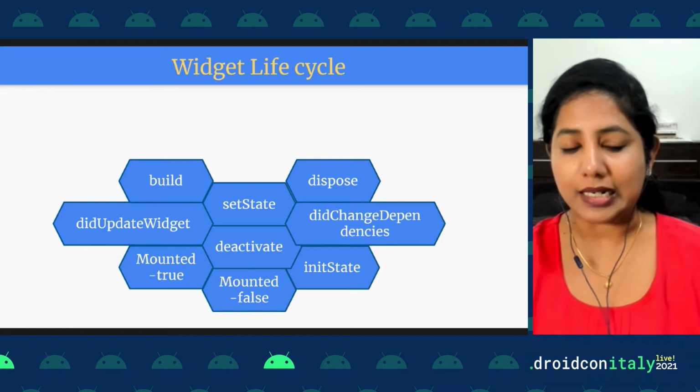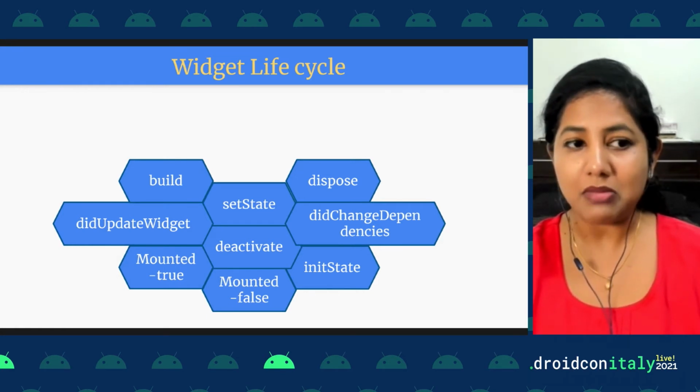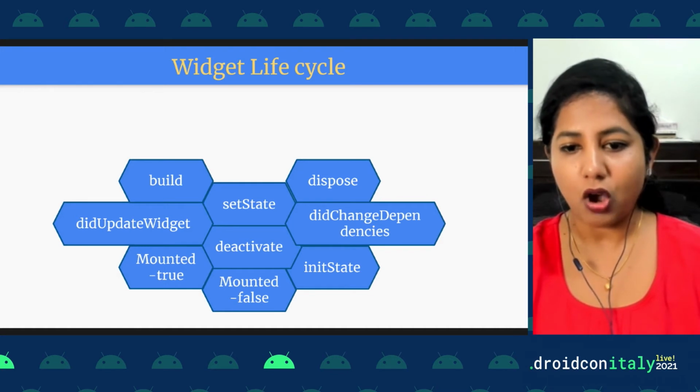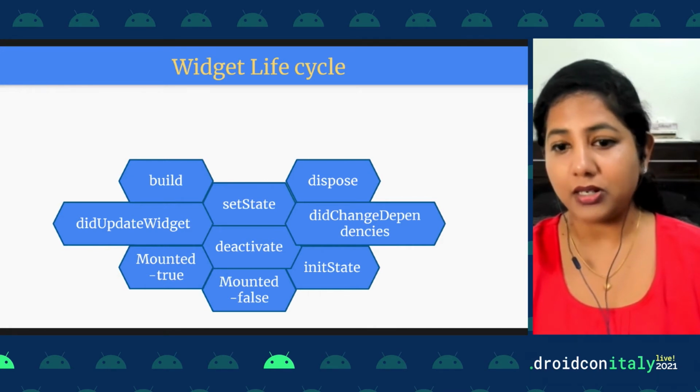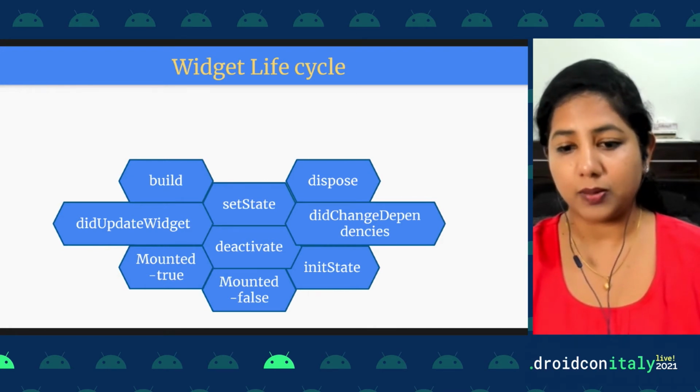And we also have something called didChangeDependencies. It's a method which is called immediately after your initState, the first time the widget is built. Did you ever think about that? This is called didChangeDependencies. Give it a try if you haven't. Then build. It is mandatory to return a widget.